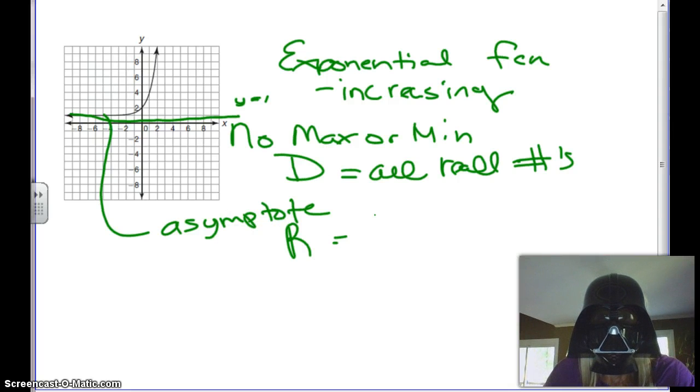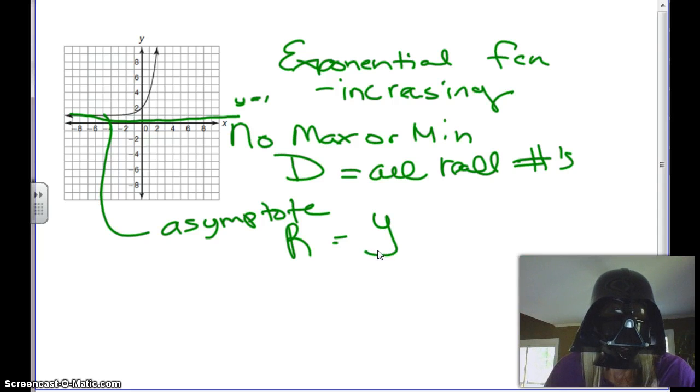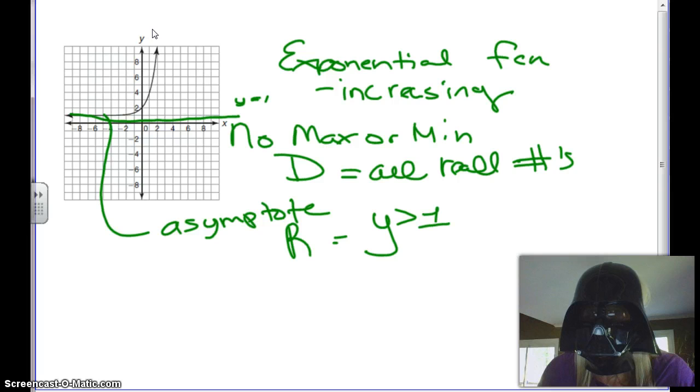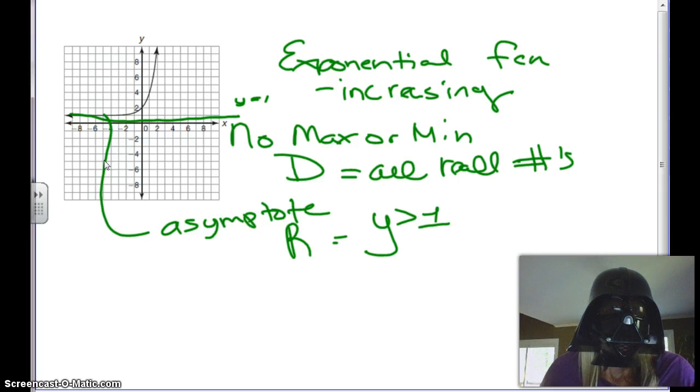So for here, we say y is greater than 1. We don't ever say equals to because technically this never hits the 1. Even though it kind of looks like it's on there, it's never on the 1. So 1 is the lowest it goes, and it increases forever to the top. But it never quite touches that 1. So the only difference here is we don't put the equals to there.